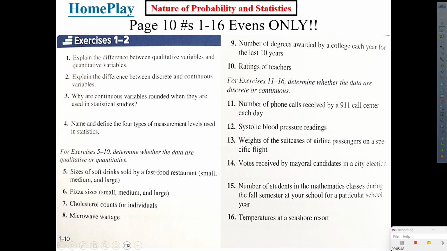So let's stay focused, though. Now, in case your Nearpod code doesn't work, tell your neighbor where to go to get the home play. Yeah, YouTube or your textbook. Yeah, this is from the textbook. Page 10, numbers 1 through 16 evens.